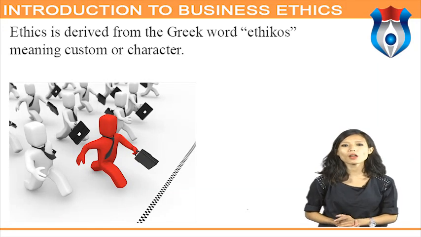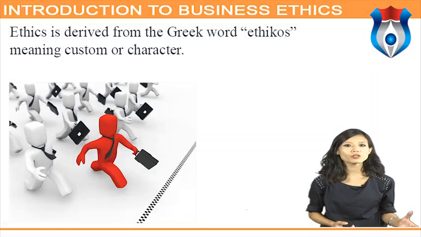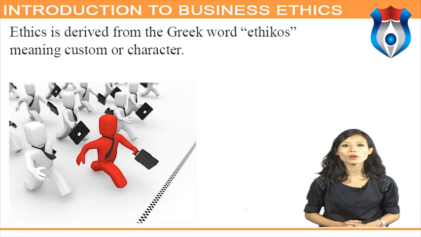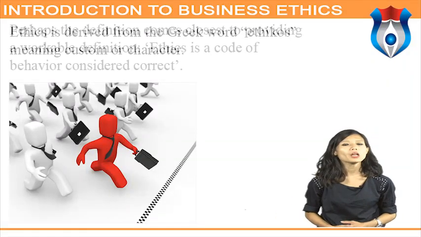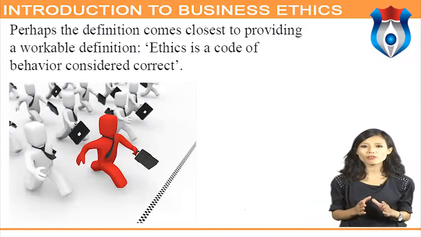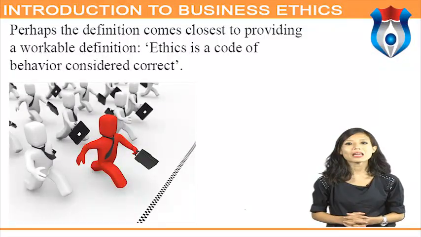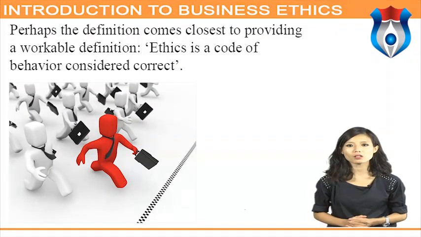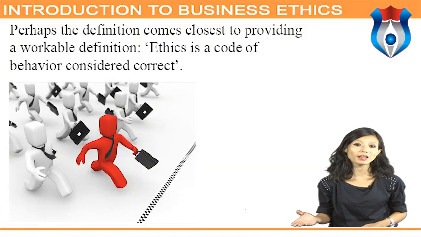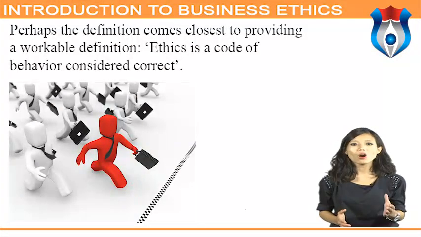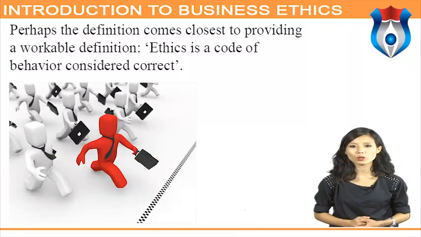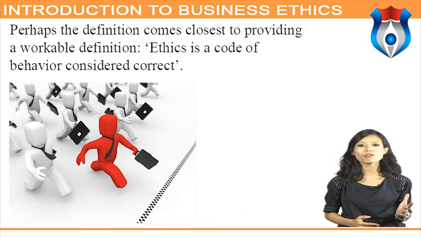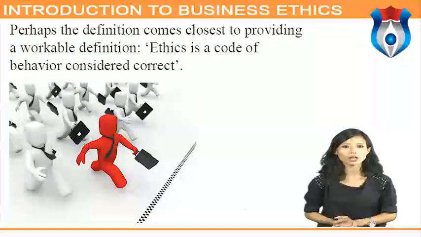Business ethics covers diverse areas ranging from labor practices, free and fair trade, health concerns, euthanasia to animal welfare, environmental concern to genetic modification to human cloning. Perhaps the definition comes closest to providing a workable definition. Ethics is a code of behavior considered correct. What the society considered correct may have been arrived by the crystallization of consumer pressure on corporations and governments and regulatory forces. It is the science of morals describing a set of rules of behavior.